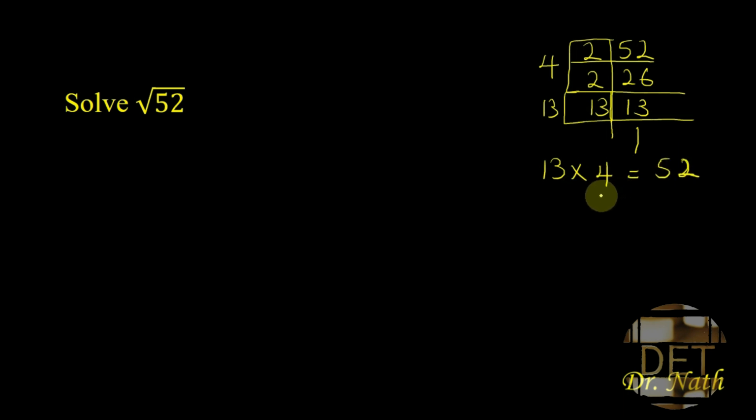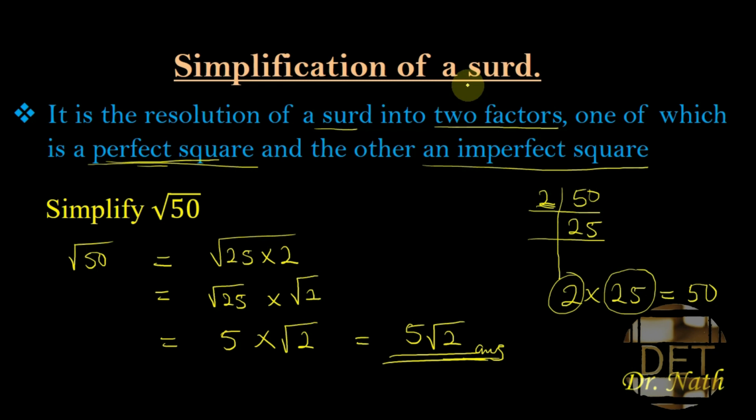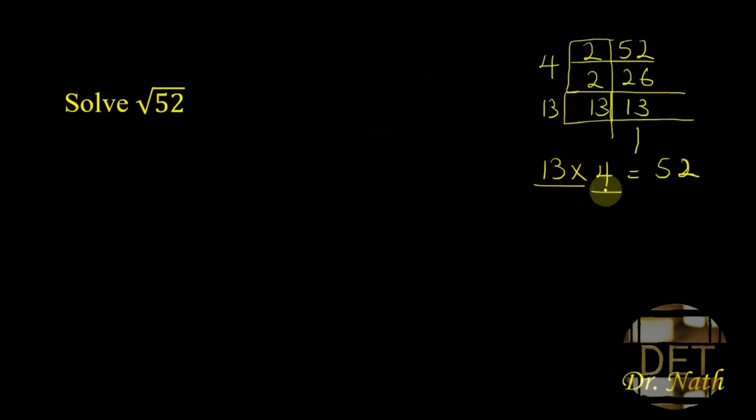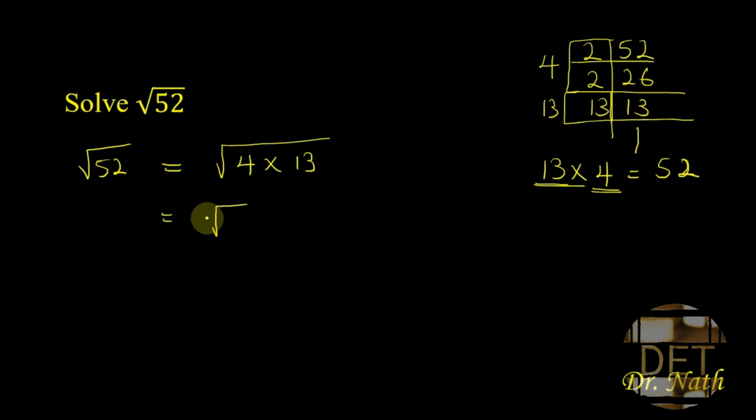So with this, I've resolved this number into two factors, one of which is a perfect square. The 4 is a perfect square, while the 13 is an imperfect square. So this is what the simplification of a surd is all about. So the square root of 52 will be equal to the square root of 4 times 13. Having done this, I can now split the expression into 2. So this will be the square root of 4 times the square root of 13.